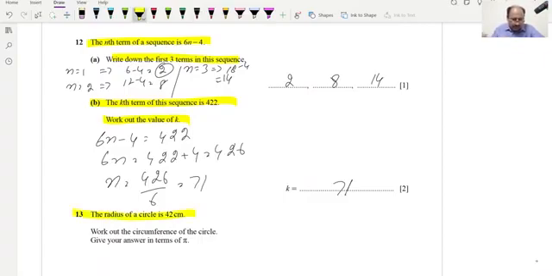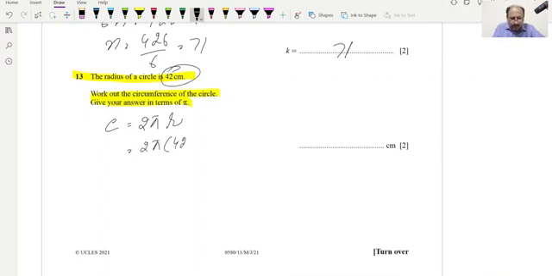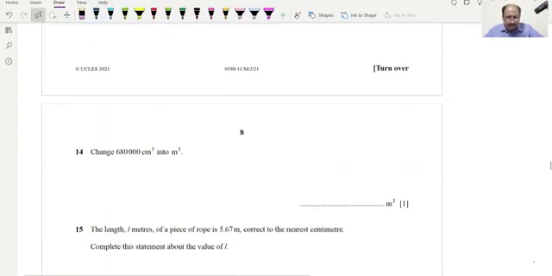The question number 13, the radius of the circle is 42 centimeters. Work out the circumference and the answer they require in terms of pi. So we can write circumference is equal to what? 2 pi r, and r value is 42. So we can write 2 pi into 42. That will be equal to 84 pi, and our answer will be 84 pi. This is also a 2 marks part.